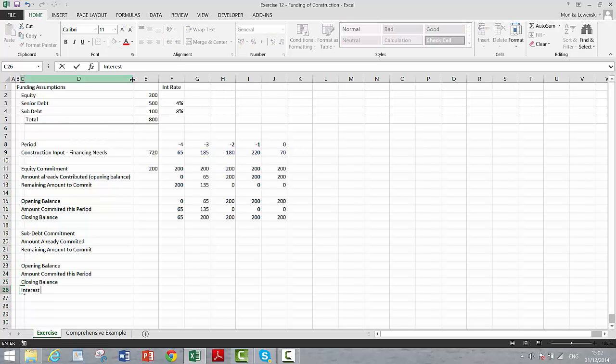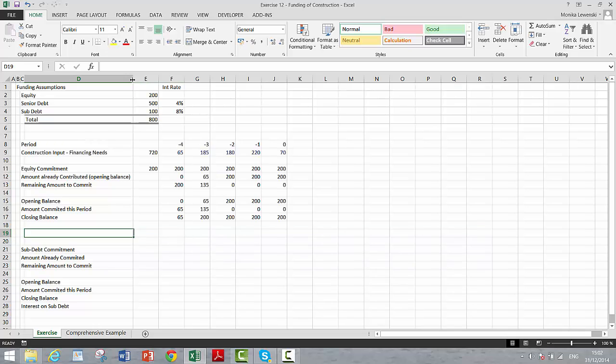But now we have an interest on subdebt. Now, the only difference between these two is that when we get up here, we can use a subtotal, almost like a subtotal in a cash flow waterfall. And this subtotal is financing needs after equity. Okay, so let's try that.